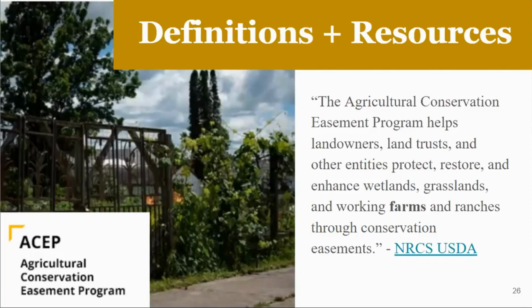Since we know what a farm is, a ranch is basically the same thing, but instead of crops, you're talking about animals, wetlands, grasslands. So money is going towards these programs. Who's left out of that, do you think? Any guess is a good guess.